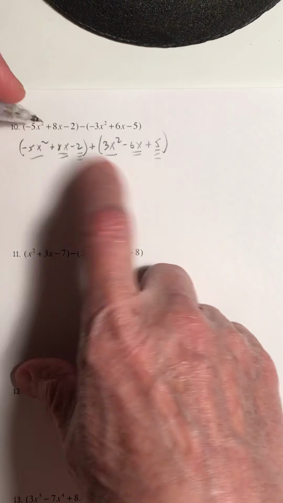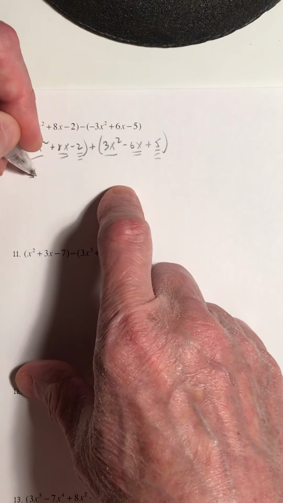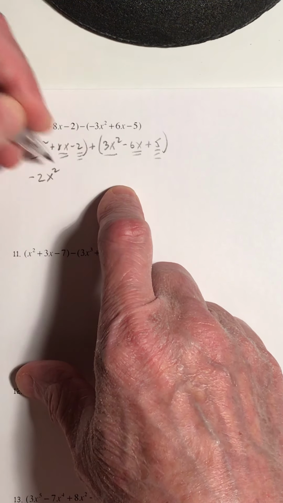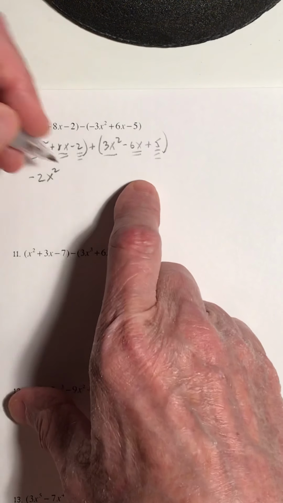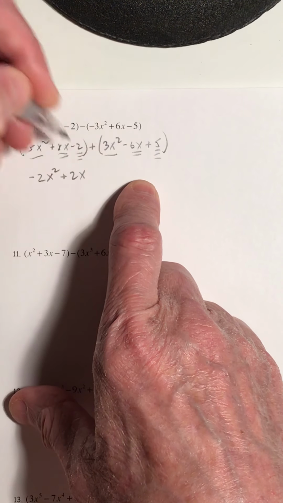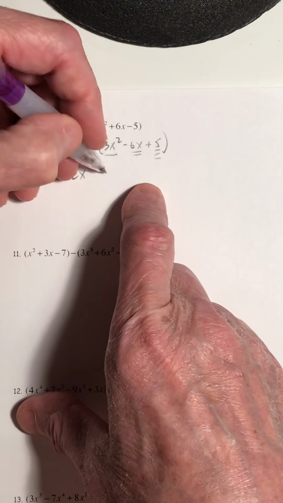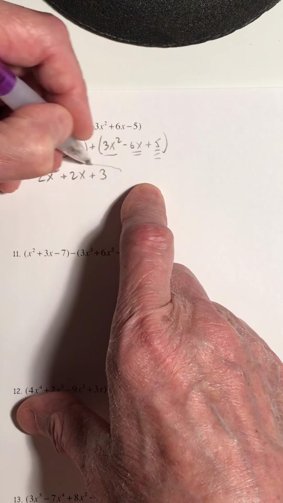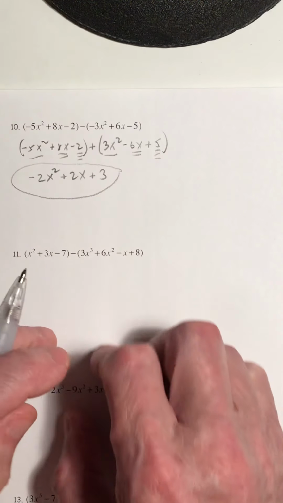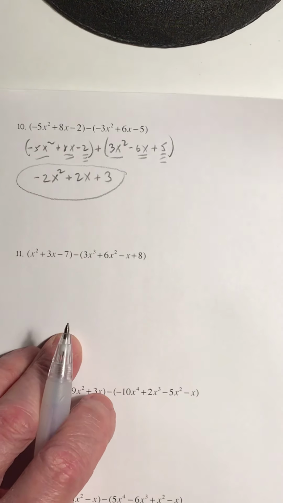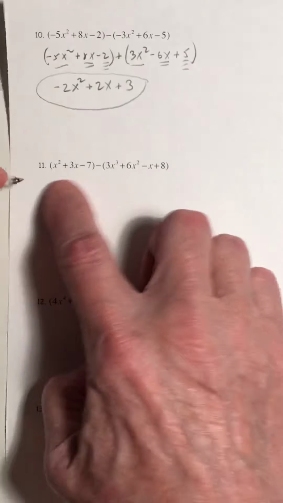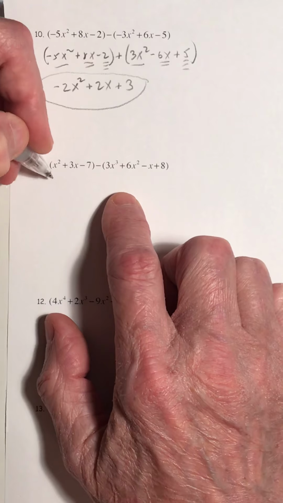a careless mistake. Minus 5 and 3, that makes minus 2x squared. 8 and minus 6, that makes 2x. And minus 2 plus 5, that makes 3. Okay, that's number 10. Number 11, again, I'll start the same way.